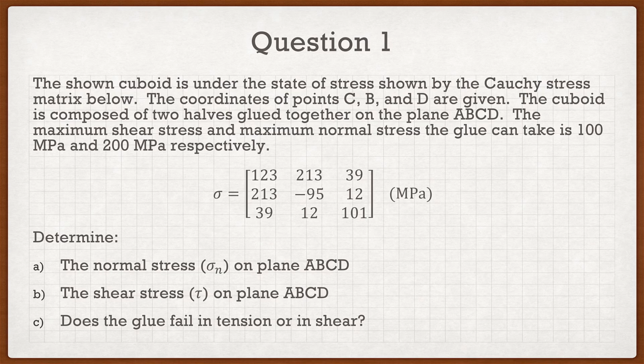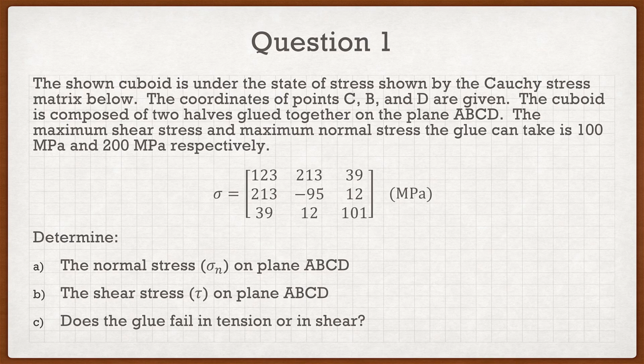It says the maximum shear stress and the maximum normal stress the glue can take is 100 MPa and 200 MPa respectively. The question wants us to determine three things. The first is the normal stress on plane ABCD, and the second is the shear stress on plane ABCD. Once we have the normal stress and the shear stress, we can compare those to the limits given in the question: the maximum shear stress is 100 MPa and the maximum normal stress is 200 MPa.